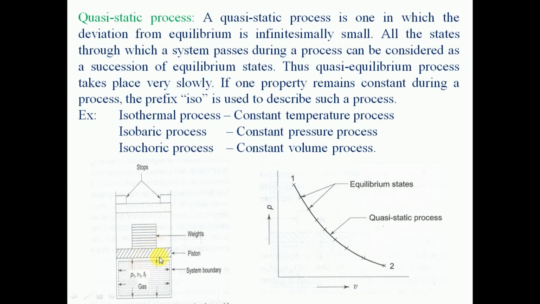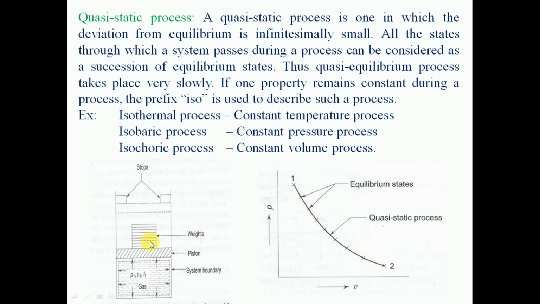Consider a gas enclosed in a cylinder with a piston over it. If only one mass is fixed and it is suddenly removed, the state will change from state 1 to state 2. The volume is increased and the pressure is reduced. The intermediate points we are not going to represent.